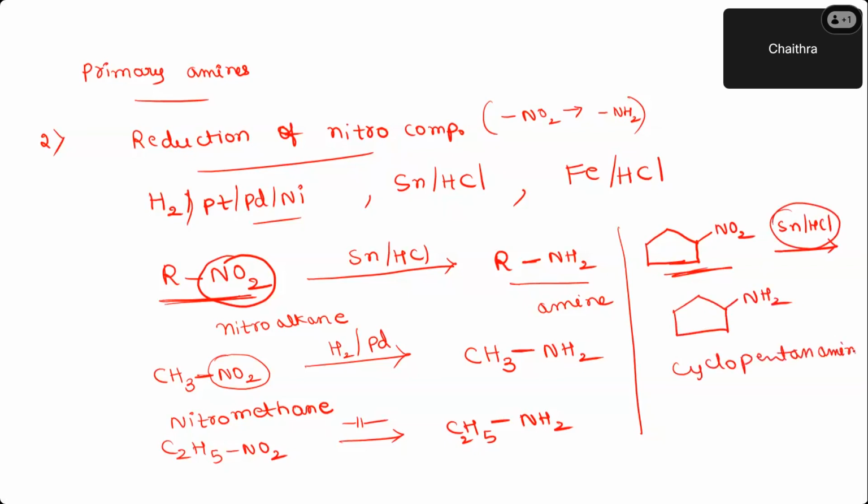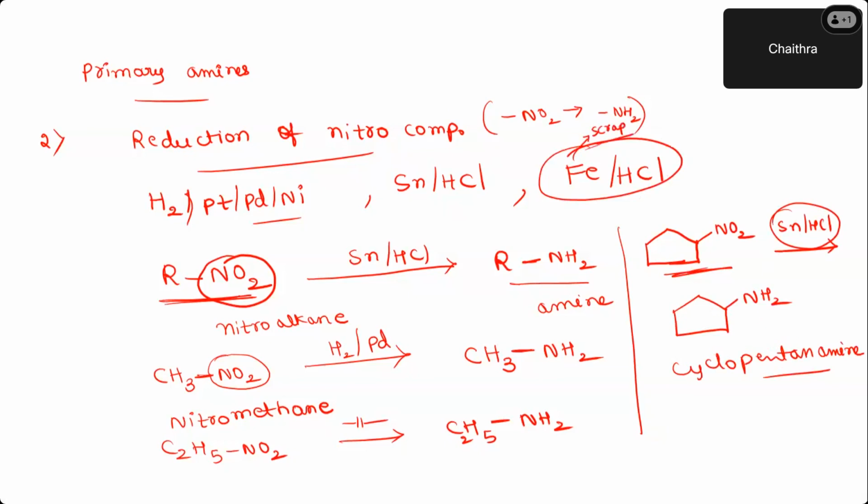That is the IUPAC name of this compound. Okay, so one thing you have to note in this reduction of nitro compounds is, among all these reducing agents, which is used as the best reagent, this one. Please have a note of this. Iron. This is also nothing but scrap iron.